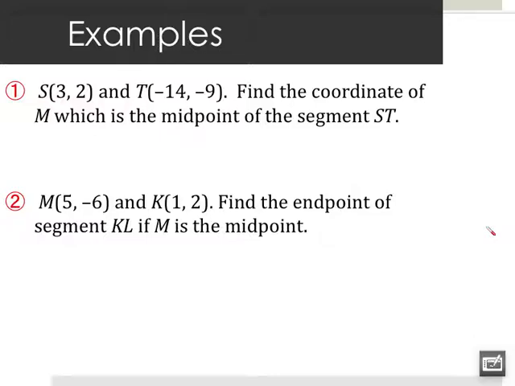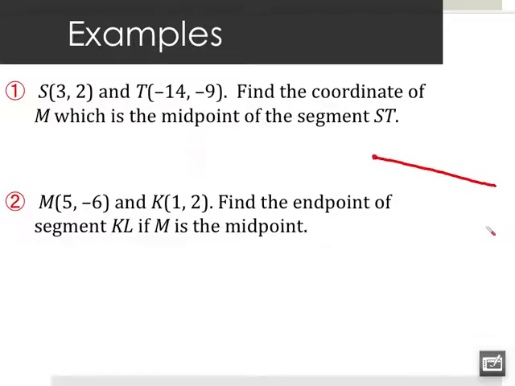How is problem 2 different than problem 1? Max? The midpoint is shown in this one, and the endpoint is missing this time. Okay, good. First one we had the 2 endpoints, we had to find the midpoint. This one I gave you an endpoint and a midpoint, and you have to find the other endpoint. Max, which one is which?